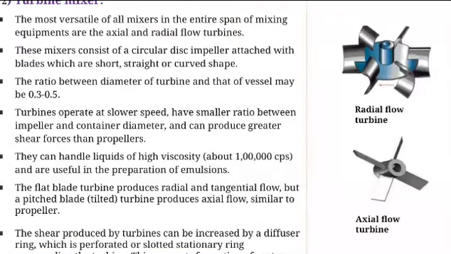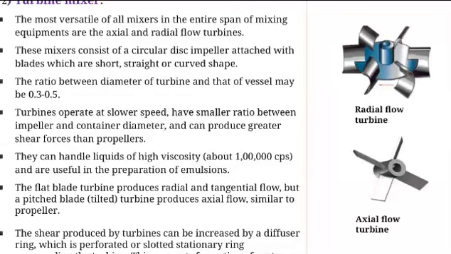Now next is the turbine mixer. This is the most versatile of all mixers in the entire span of mixing equipment, the axial and radial flow turbines. As we can see in the diagram, these mixers consist of circular disc impellers attached with blades which are short or straight or curved in shape. The ratio between the diameter of the turbine and that of the vessel may be 0.3 to 0.5.